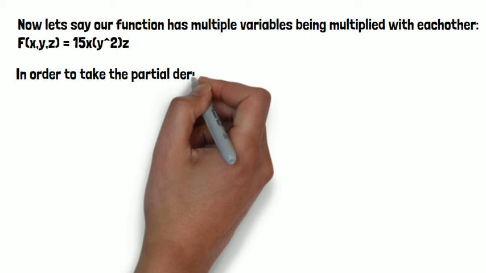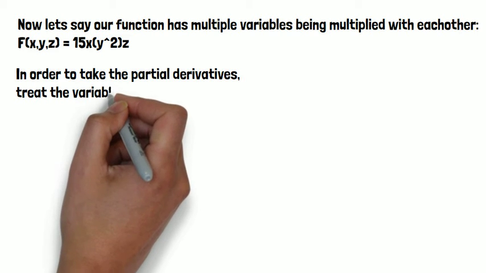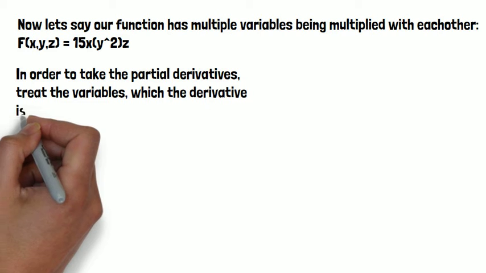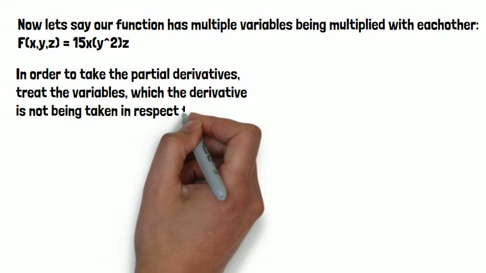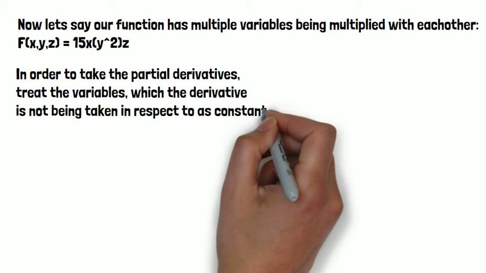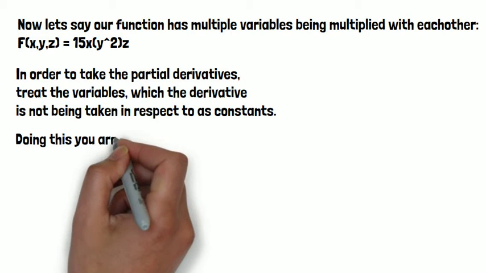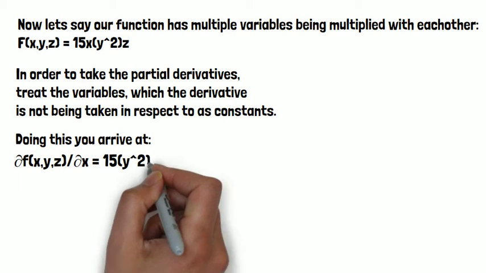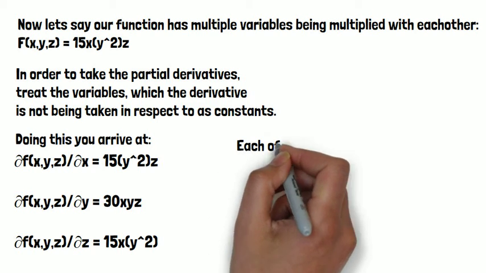So let's say we have a case where we have multiple variables being multiplied by each other. Here we have 5x, y squared, and z. In order to take the partial derivatives, we have to treat the variables as separate beings. When we take the derivative with respect to one variable, the others are just constants. So if we were doing the partial derivative of f with respect to x, y squared z would just be another constant. The whole constant term could be factored out as 15y squared z, and the derivative with respect to x would just be 15y squared z, because the x is constant. So you see it there.